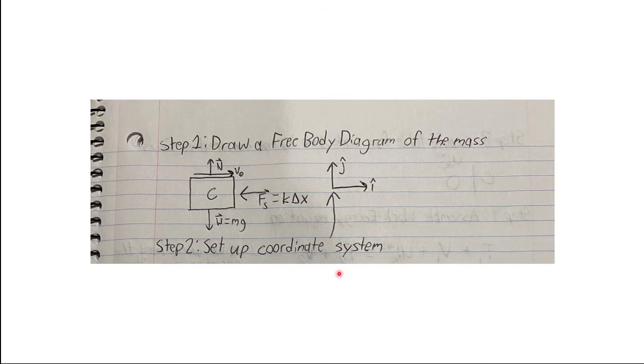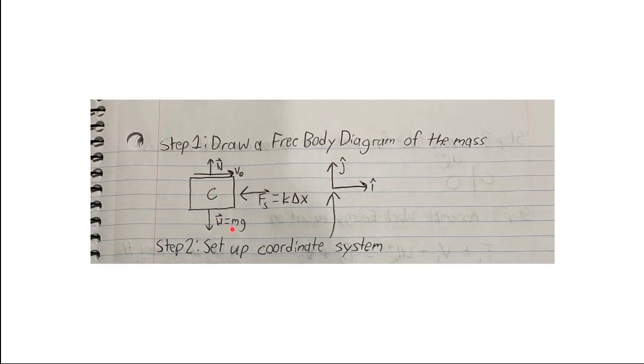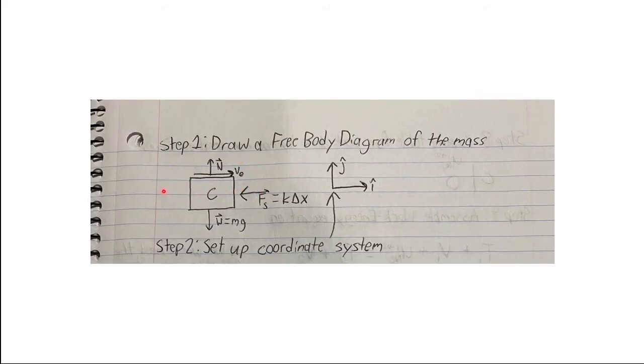Then step 2 for the problem is to set up your coordinate system. I just drew it up here, the standard coordinate system, with the right direction being positive i and up being positive j. Now for step 3, you're going to write your forces in vector form. Going back, we have our three forces: our weight force, our normal force, and the spring force. The spring force is going to be in the negative i direction, since it's pushing back, counteracting the positive i direction in the coordinate system.